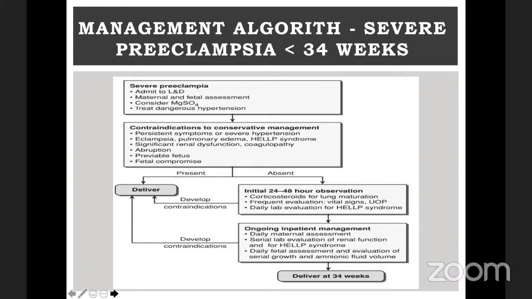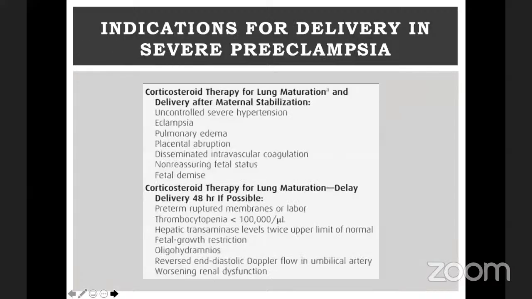If they are absent, initial 24 to 48 hours observation is done: corticosteroids for lung maturation, frequent evaluation of vital signs and urine output, daily lab evaluation for HELLP syndrome. And again, if it's absent, then ongoing inpatient management: daily maternal assessment, serial lab evaluation of renal function and for HELLP syndrome, daily fetal assessment and evaluation of serial growth and amniotic fluid volume. Deliver at 34 weeks.